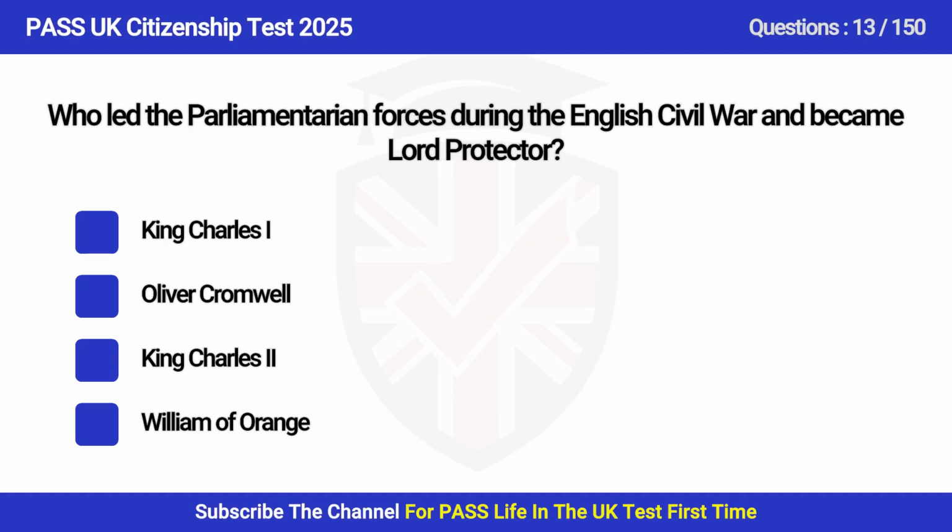Who led the parliamentarian forces during the English Civil War and became Lord Protector? A. King Charles I. B. Oliver. C. King Charles. D. William of Orange.